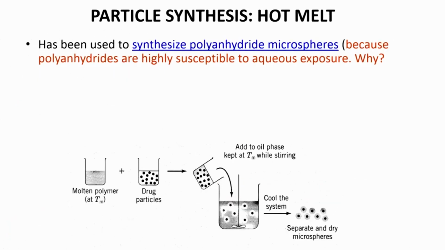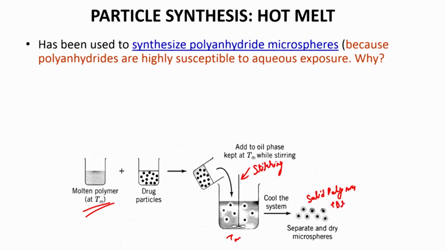Another one that we are going to talk about is the hot melt process, and as the figure suggests, you have a molten polymer at its transition temperature. So, there is no solvent involved here. You take your drug particles and mix them into an oil phase which is then stirred and kept at Tm. So what will happen is you have this molten polymer containing these drug particles, and when you cool the system down, whatever the size of the particles that were present due to this stirring will cool down and essentially result in a solid polymer with drug.